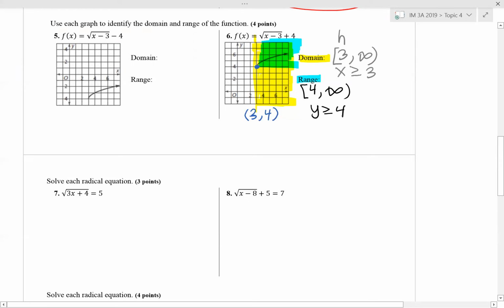Okay, so the lowest x to the highest x, so the leftmost to the rightmost, it goes from 3 to infinity, and then our range goes from 4 up to infinity.